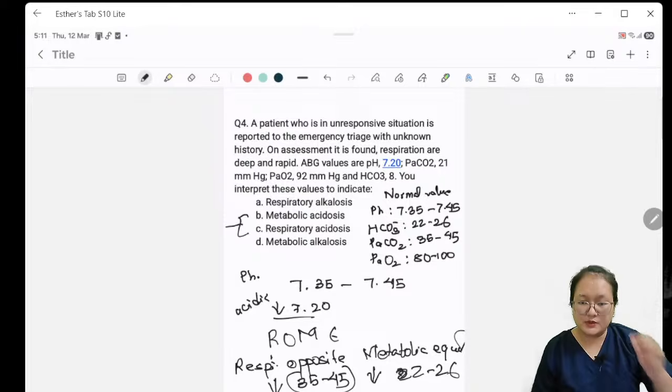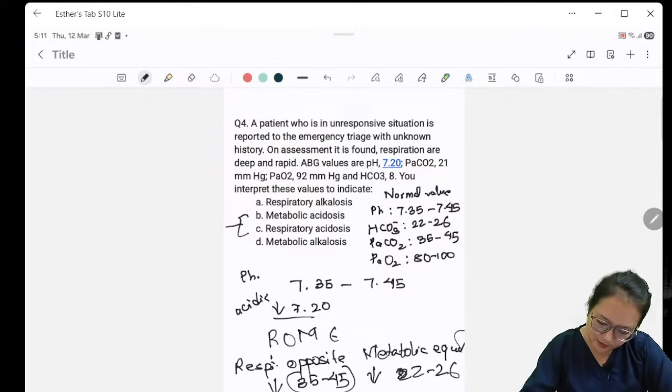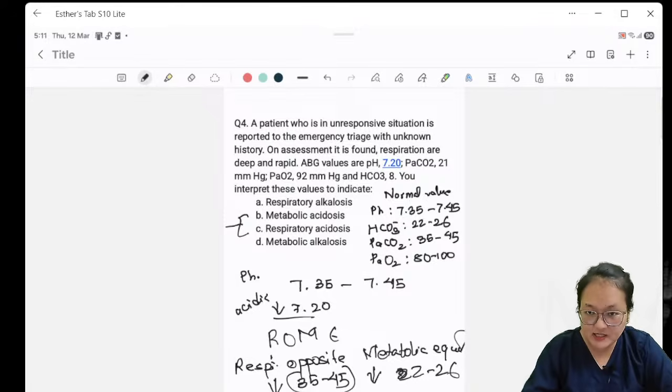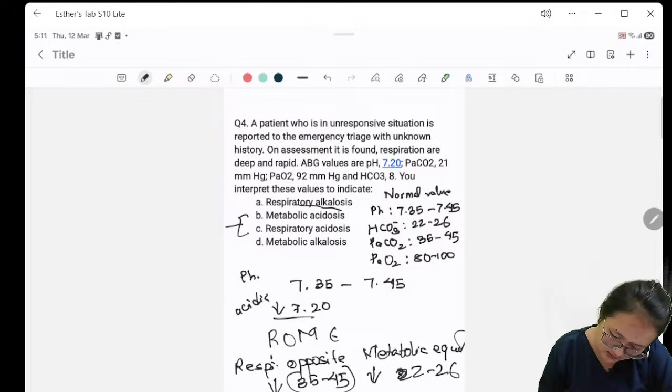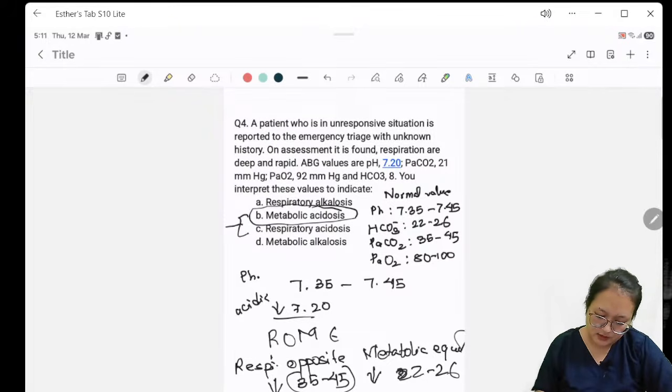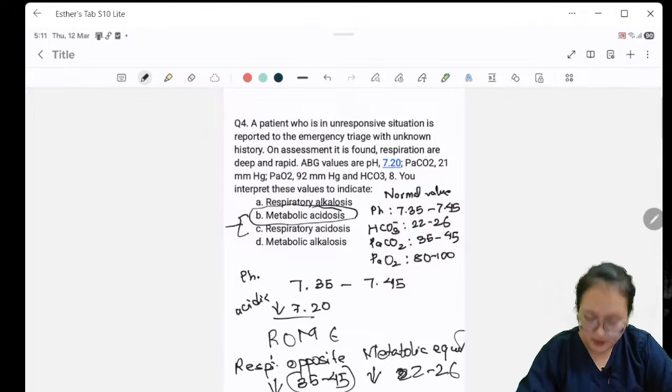So here what we can know is that the pH and the PaCO2 are going in the same direction, and then the pH and the bicarbonate are also going in the same direction. Okay, so here we can conclude that it is metabolic acidosis. Okay, the right answer will be B. I hope you understand. If you have any doubt, we can discuss in next class again.